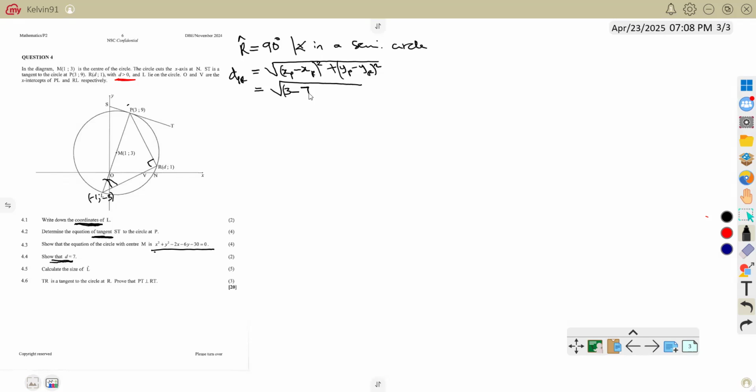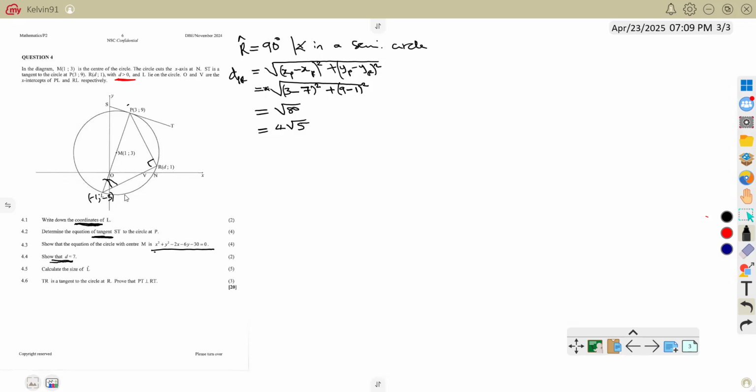So it's minus 7 squared plus y at P is 9 minus 1 squared. So this is equal to, here it's minus 4 squared is 16 plus 64, which is going to give us root 80. And if we are to apply surds, root 80 is going to be 16 times 5. So this is going to be 4 root 5. We can use your calculator straight from here, then simplify.